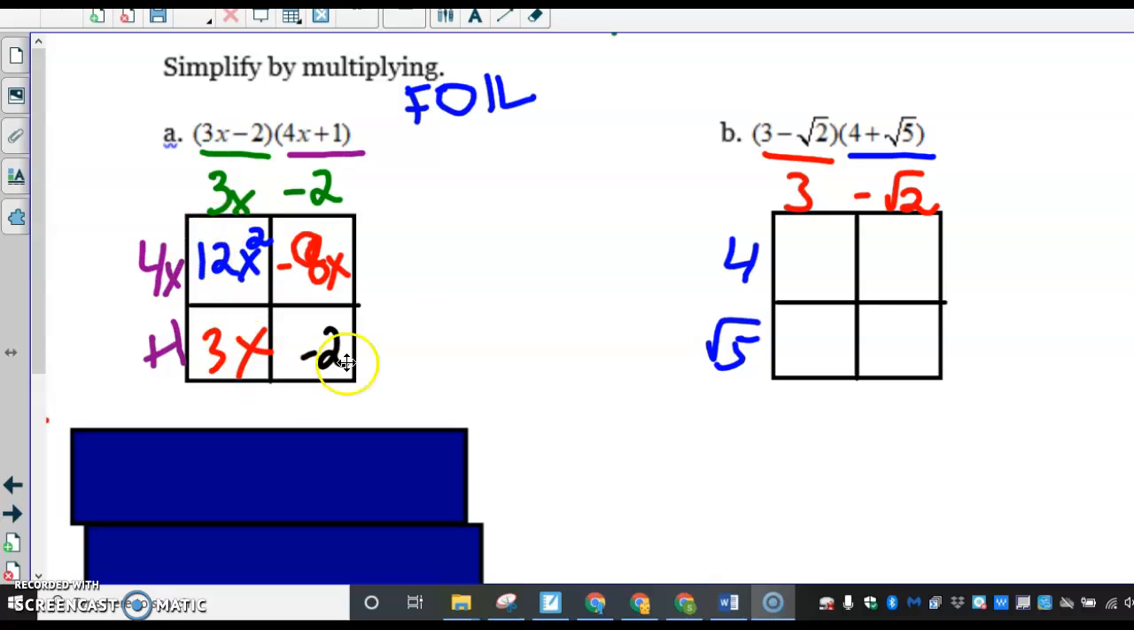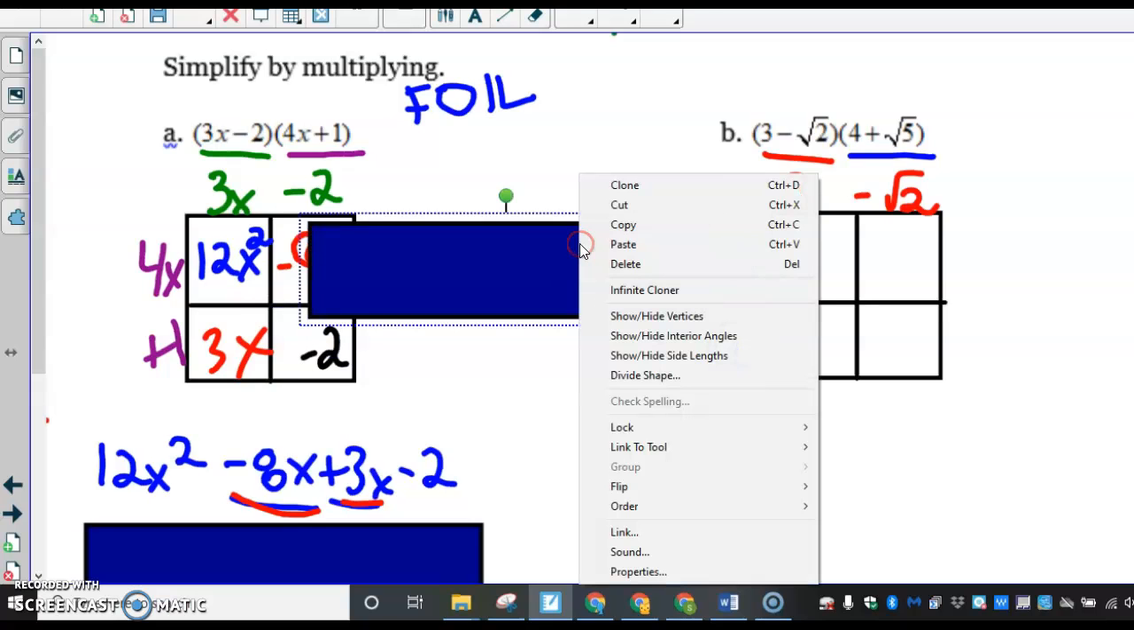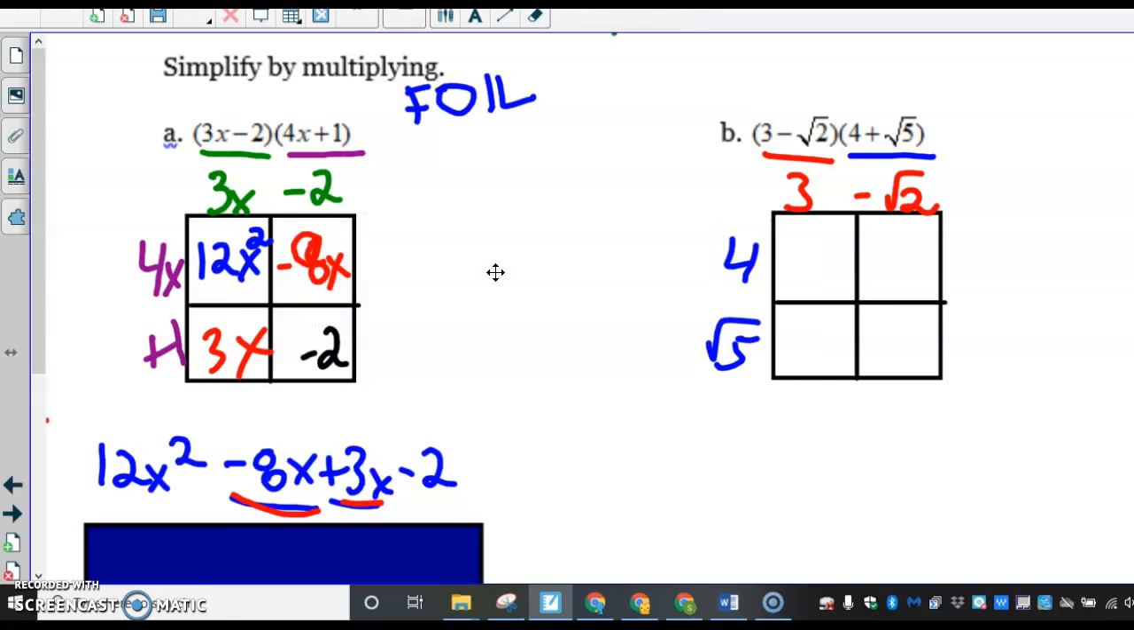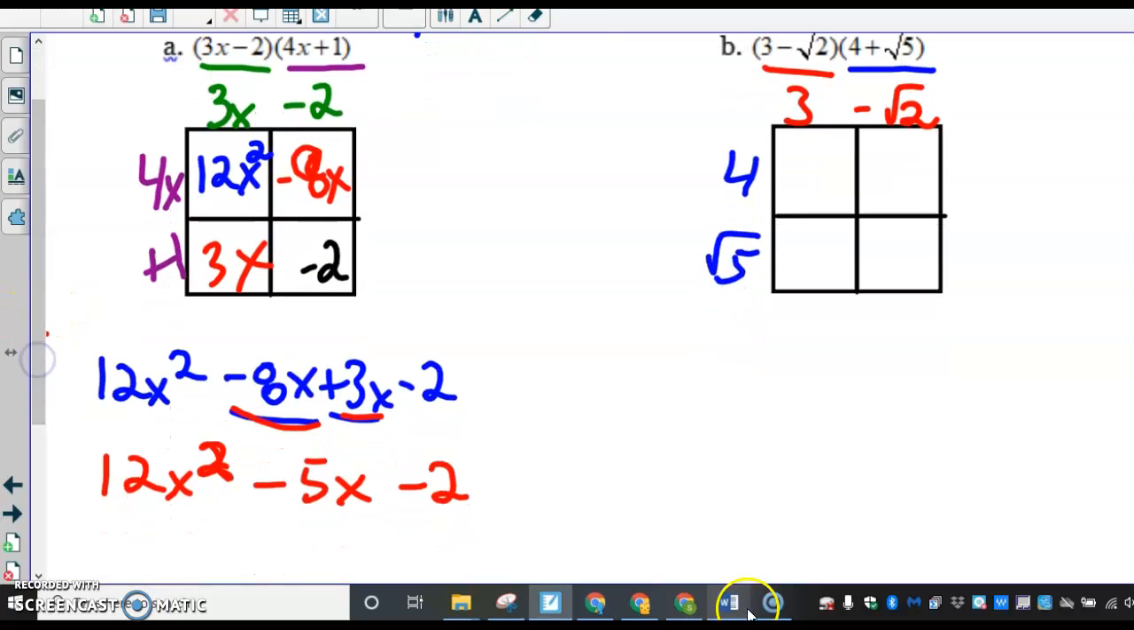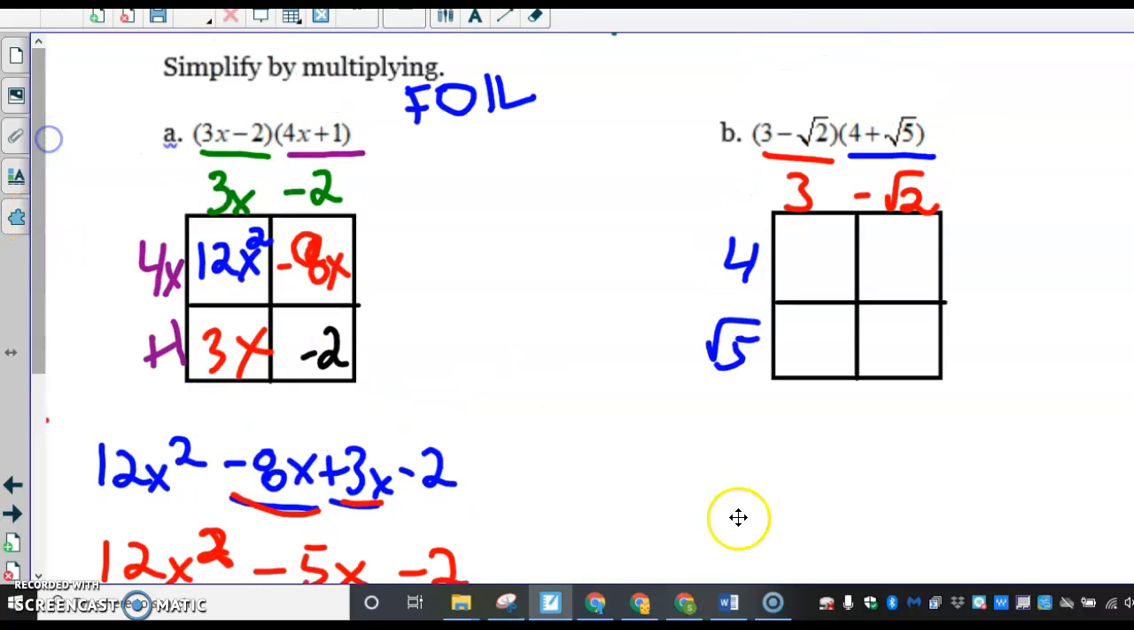And then I'm going to take all the elements in here and add them all up. So 12x squared minus 8x plus 3x minus 2. And then there's some like terms right there. So those are the only ones I can add up. And my final answer is right here. Okay, so we're going to do the other problem.